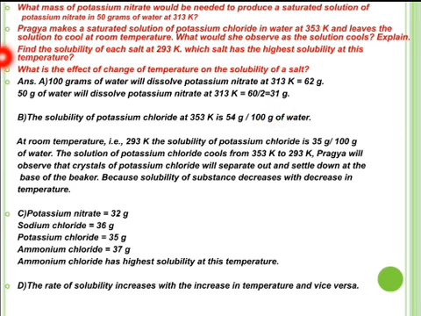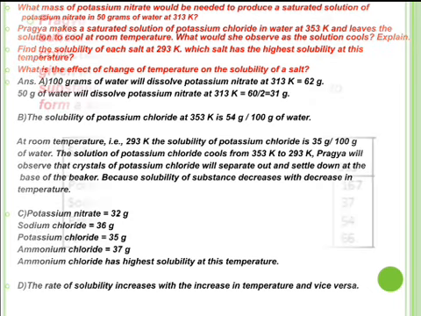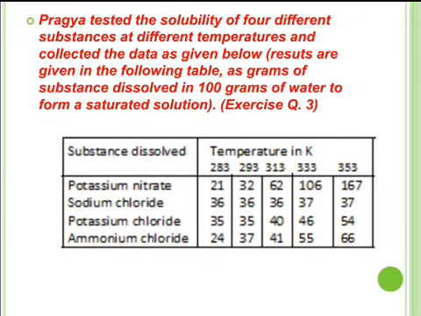Now see another question. Find the solubility of each salt at 293 Kelvin. Which salt has the highest solubility at this temperature? Look at the table once again. At 293 Kelvin, you can see that 32 grams of potassium nitrate can be dissolved in 100 grams of water.